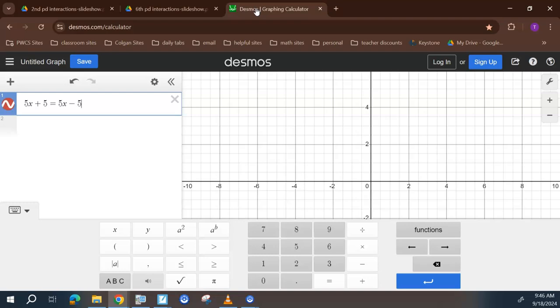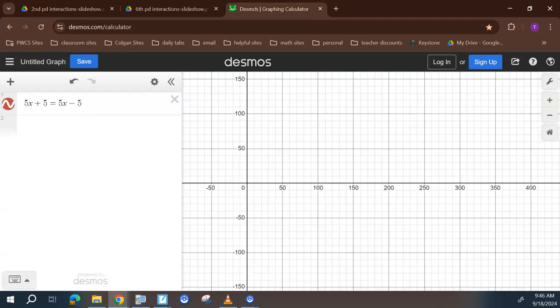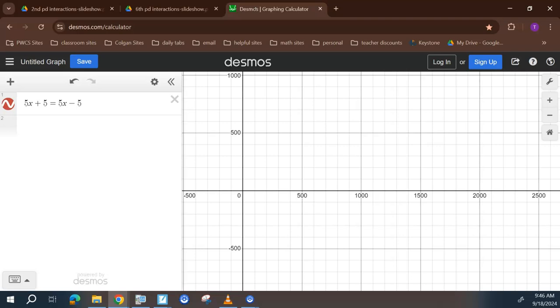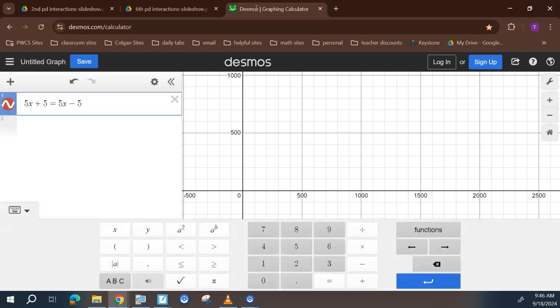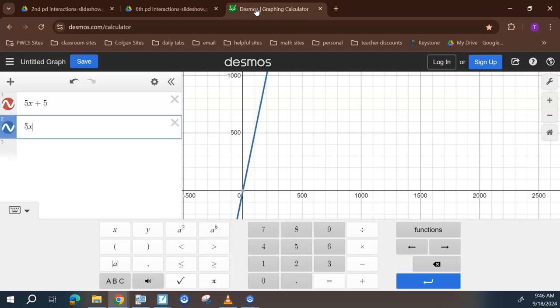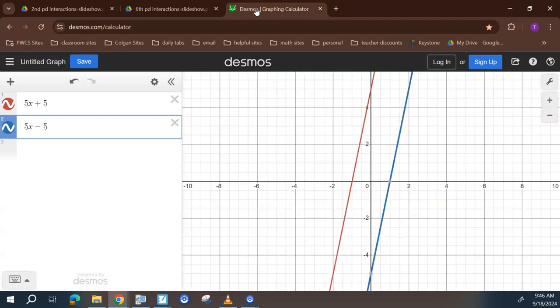So if you have a no solution case, no matter how far you zoom in, there will be nothing that appears. But that will tell you it's a special case. You could put those in separately, and they'll give you two separate lines that will not cross over or anything. So that would tell you that's a no solution case.